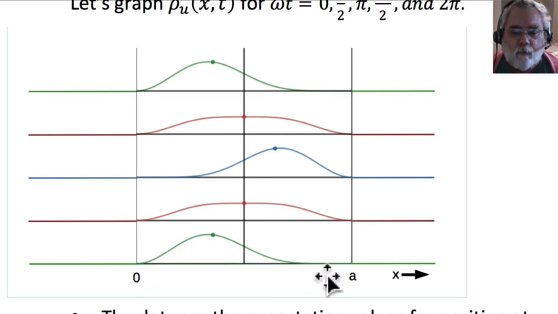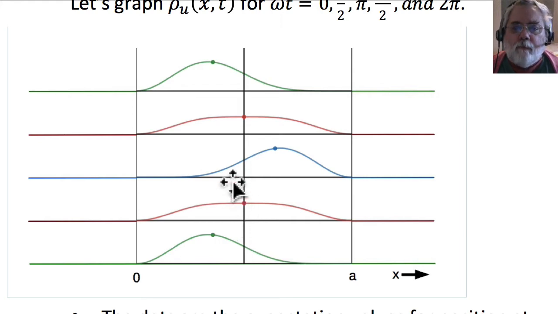There happens to be no node for this particular superposition state, and the expectation value is not in the middle of the box at this time. Now, the lower red curve is for omega t equals pi over 2. At that time, the expectation value is in the middle of the box. The probability density is symmetric around the middle of the box. The probability density has moved from the left side to being centered.